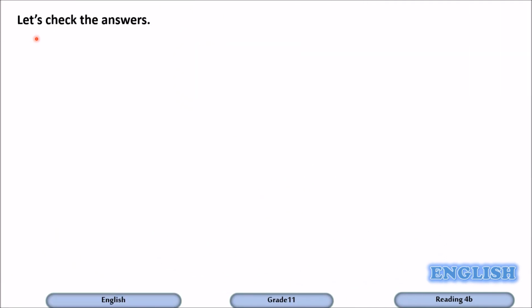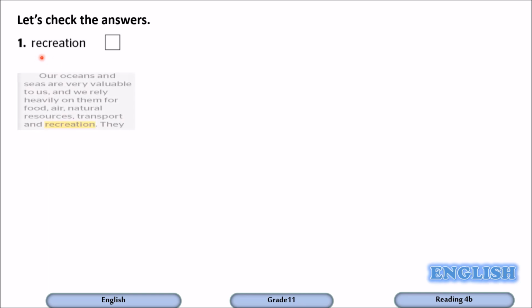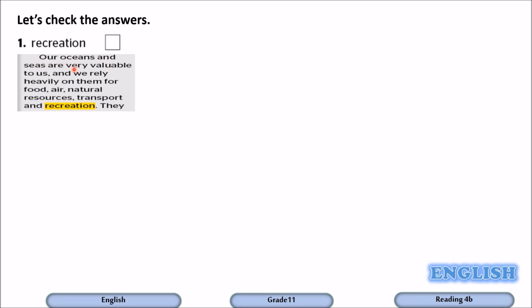Now let's check our answers. And the first word is, excellent, recreation. Have you found it in the text? Okay, let's read the sentence. Our oceans and seas are very valuable to us and we rely heavily on them for food, air, natural resources, transport, and recreation. So we depend on our oceans for all these things. And one of these things is recreation.